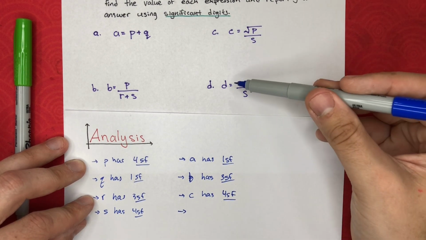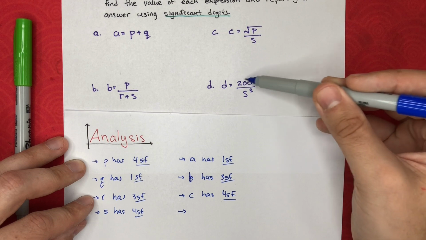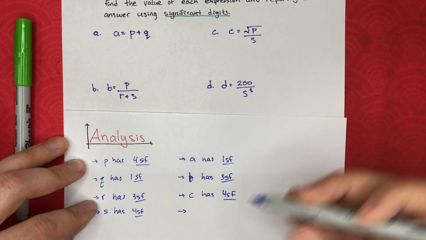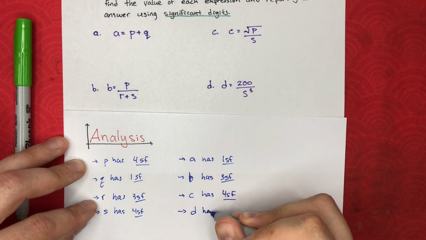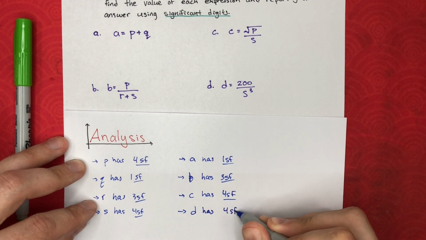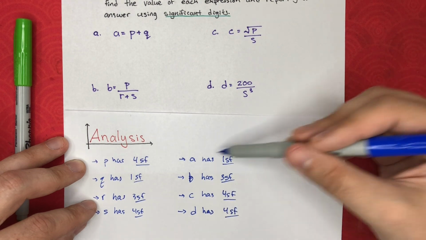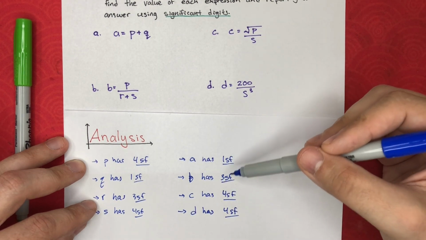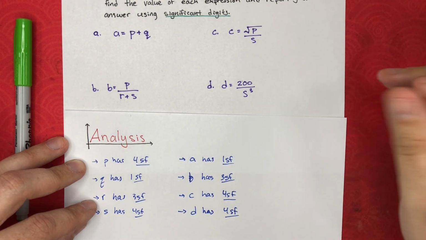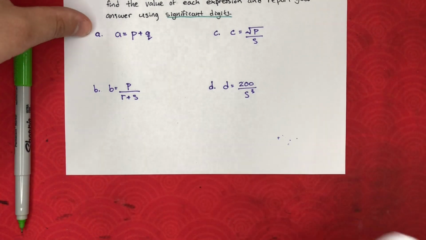And finally, question D, well, D is a constant number divided by S. S has 4 significant figures. Therefore, D will also have 4 significant figures. So after we do our calculations, we're going to have to round our answers to look like this. A will have 1, 3, 4, and 4 significant figures. So let's do that math.